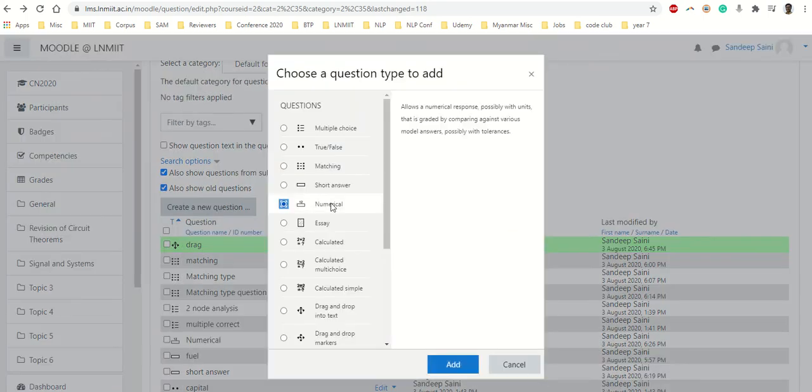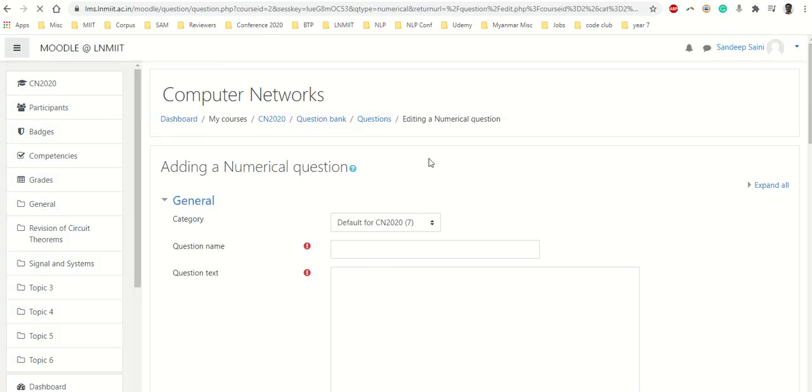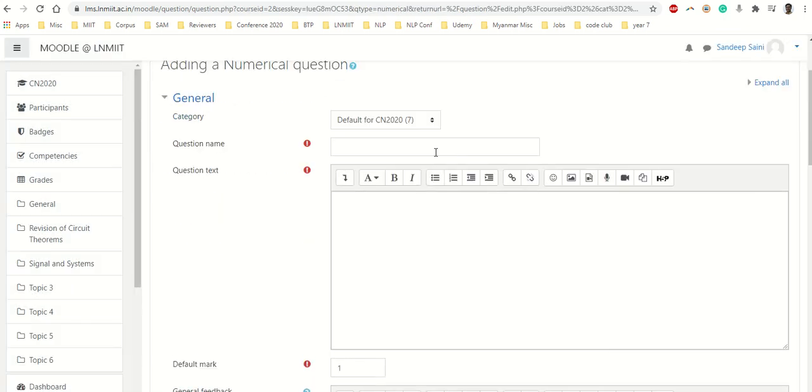So I have this option, numerical, and we add. So the idea is, I am looking for a numerical answer after calculation of, let us say, solving a circuit or some equation, anything like a mechanical set of equations, and I'm expecting some answer like 32.534. So the student will be given a question text.